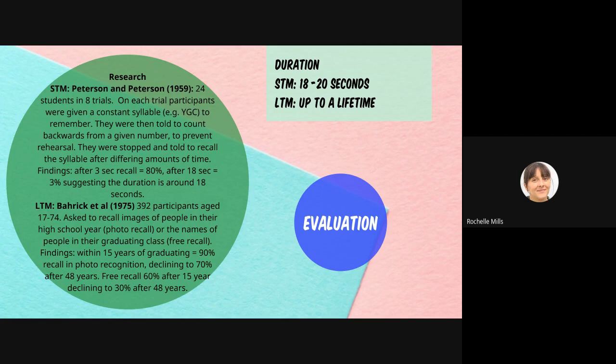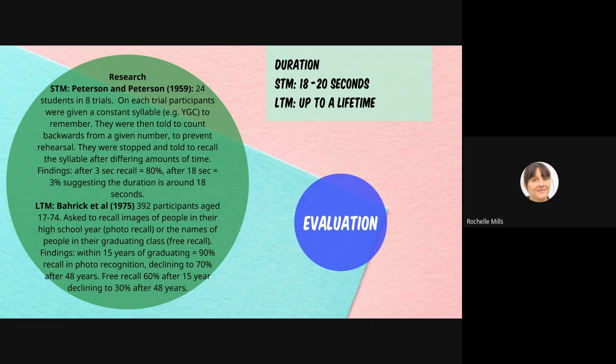They were stopped at different times to recall the syllable. So, for example, they would be given the 3 letters YGC to remember. Then they would say, count backwards from 100. And as they were counting backwards from 100, they would have a timer, and they would stop them after 3 seconds, and they would say, right, tell me the syllable. And they would do a different group of 3 letters, the same thing again. They'd stop them after 10 seconds and ask them to recall the 3 letters.